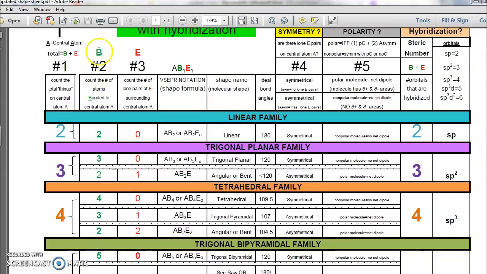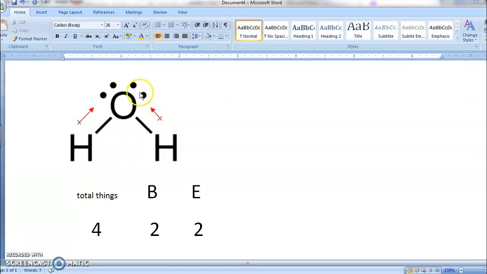The next column is the bonded atoms, or B. On our molecule, how many bonded atoms did we have on water? There were 2 bonded atoms. There were also 2 lone pairs. There would have to be. If there's 4 total things and 2 of them are bonded atoms, there must be 2 lone pairs. And we see there are. There's our 2 bonded atoms. There's our 2 lone pairs. Our B is 2. Our E is 2.